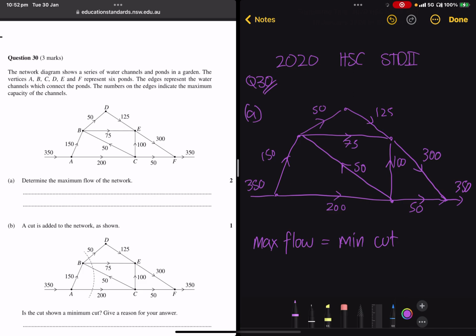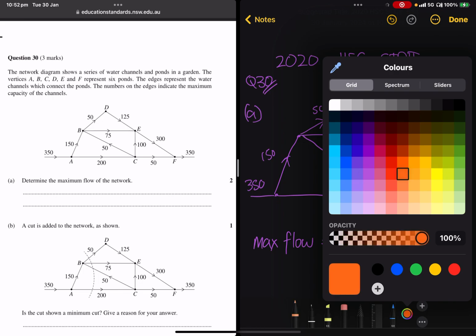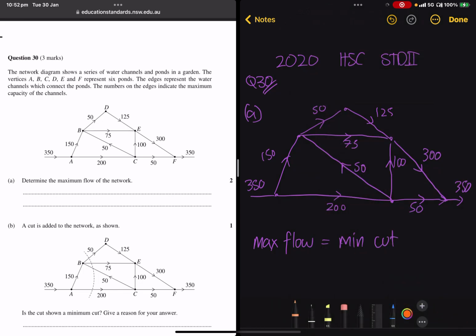So let's draw a few. Let's change color. Let's change to orange. So we might have one here. We might have one like this. We might have one down here, and then we might have one here. So we'll call these 1, 2, 3, and 4. And then we'll add these up.